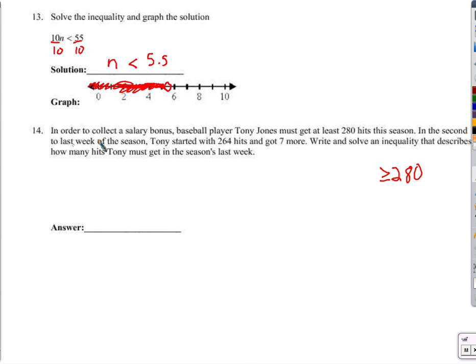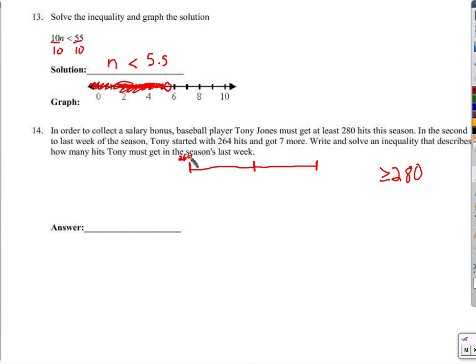In the second to last week of the season, Tony started with 264 hits and got 7 more. So here's the beginning of the week, here's the second to last week, here's the last week, and there's the end of the season. Back here, he started at 264, and he got 7 more. This is kind of a bad picture, because it makes it look like this is where 264 is, but this really represents where the beginning of the week is.